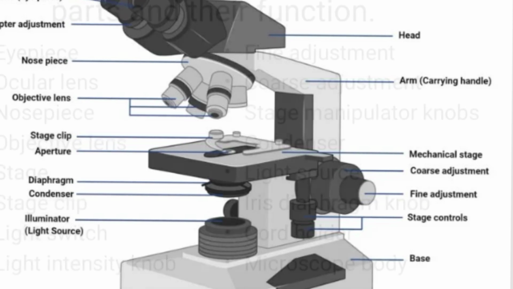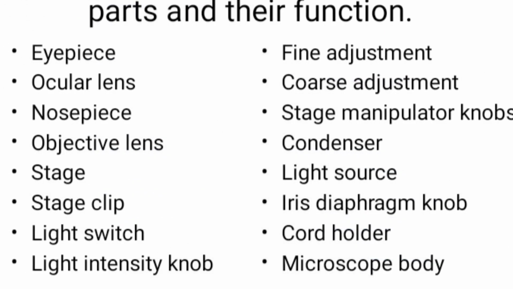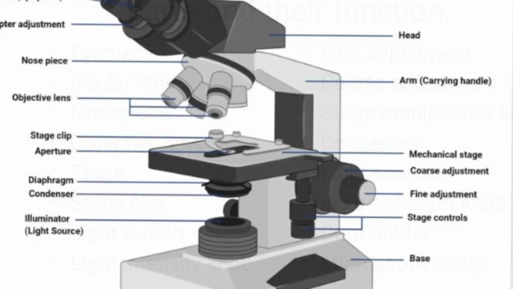We have coarse adjustment. Location: typically located on one side of the microscope body, but note it is very close to the fine adjustment knob. All right, the function of the coarse adjustment knob is for initial focusing of the microscope. It provides larger, rapid adjustment to bring the specimen into a rough focus before using the fine adjustment for fine tuning.